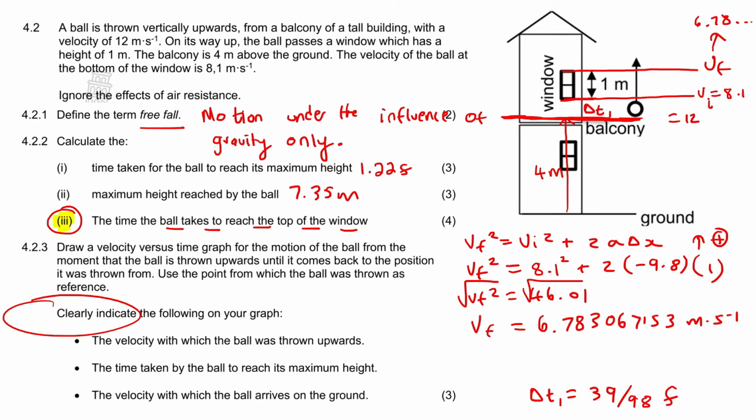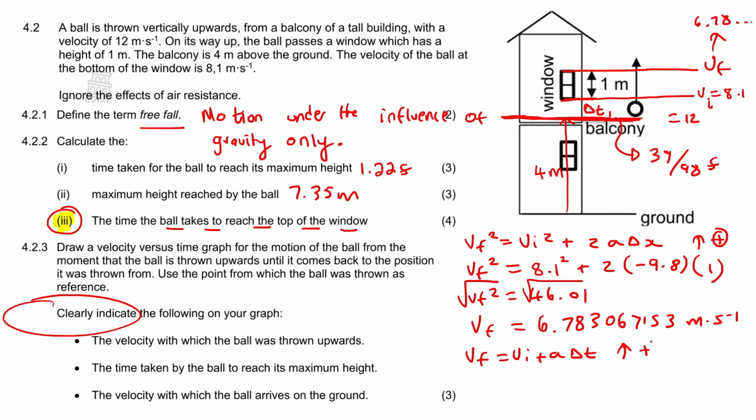Right, so now what we can do is, I'm just going to take this away, 39 over 98. Okay, don't want to forget that. Now we can go use this other formula, VF equals V initial plus A delta T, choose up as positive. And so the final velocity now is 6.783067153. The initial velocity is 8.1, acceleration negative, and then time is, that's what we're calculating.